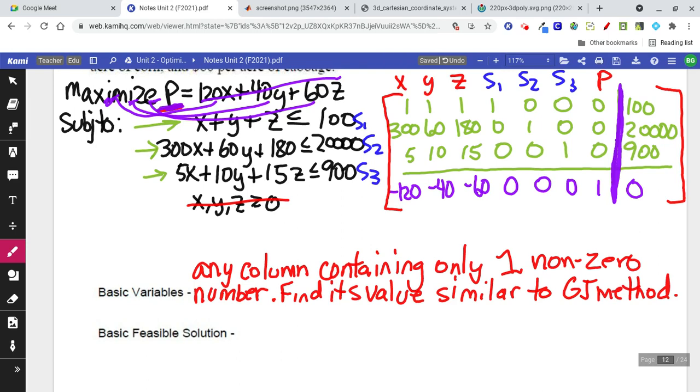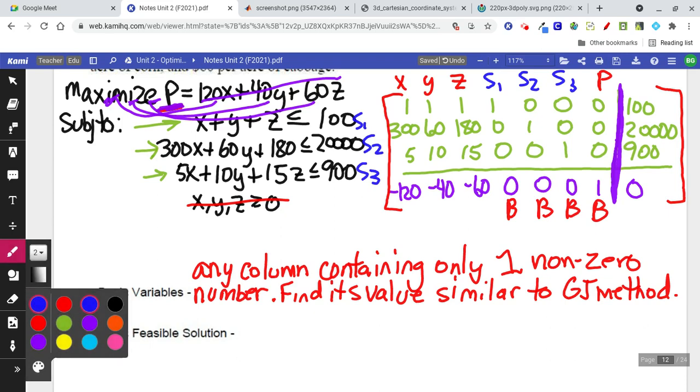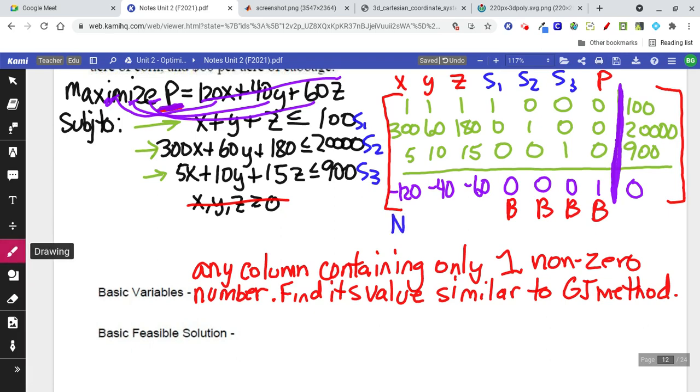Okay, so basic variables, we find a column containing only one non-zero number. So like this one would be basic because it only has one non-zero number. And so does this one, and so does this one, and so does this one. Okay, the other three in this case are non-basic.